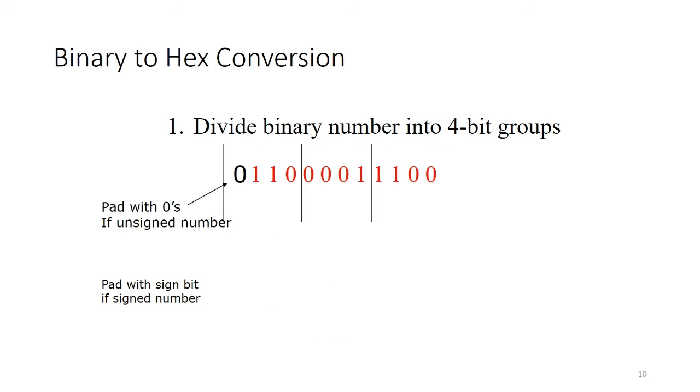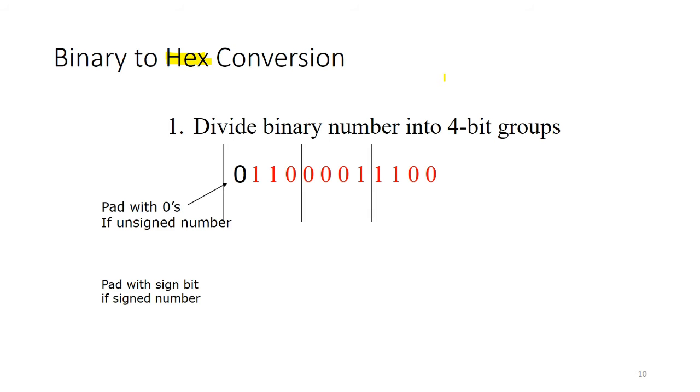So what about binary to hex conversion? Hex means what? What do you understand by hex? Hex means hexadecimal numbers, right? So it's fairly simple, I should say. The first thing we have to do is to divide the binary number into 4-digit groups. Let's say we are given a binary number like this: 11 0 0 0 0 1 1 1 0 0.